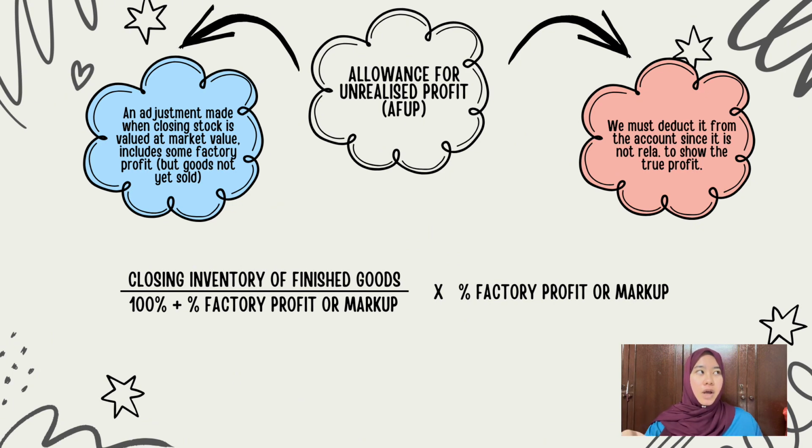Its value at the market value includes some factory profit, but the goods are not sold yet, so it is actually not real. So we must deduct it from the account since it is not real, to show the true profit of our business. As we can see here, this is the format that we're going to use to calculate the AFO, which is closing inventory of finished goods over 100% plus percent factory profit or markup, and you can times it by the percentage of factory profit or markup.